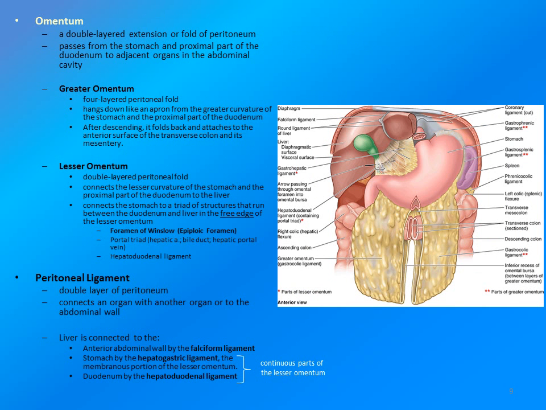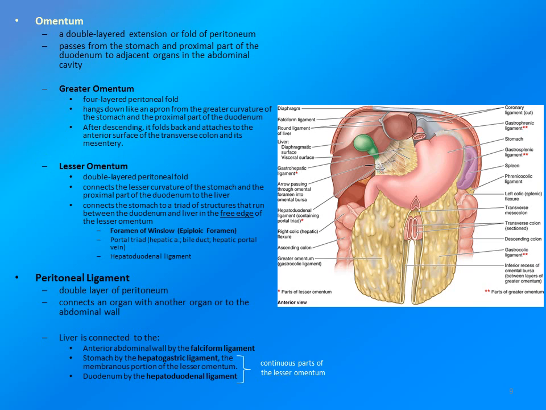Even so, some mesenteries are quite large or contain very important structures, and therefore they are given special names. One of these names is omentum. Omentum refers to a double layered extension of peritoneum, and this peritoneum passes from the stomach and the proximal part of the duodenum to adjacent organs in the abdominal cavity. Two large omenta exist, the greater omentum and the lesser omentum.